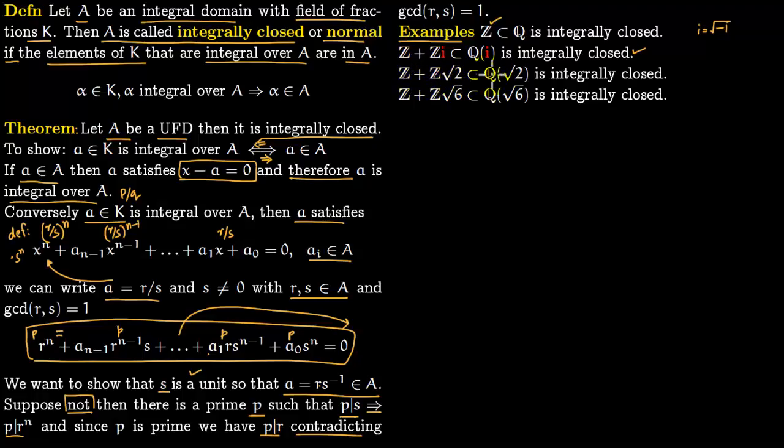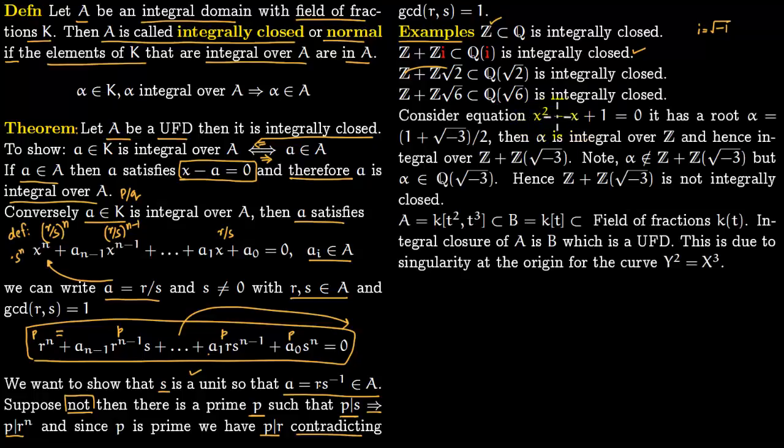Again, Z plus Z root 2 lies in the rationals adjoined root 2. So this is the field of fractions for this, and this is integrally closed because this is a UFD. So again, this is a UFD. Its field of fractions is root 6 adjoined to the rationals. So this is also integrally closed. Now we give an example of something which is not integrally closed.